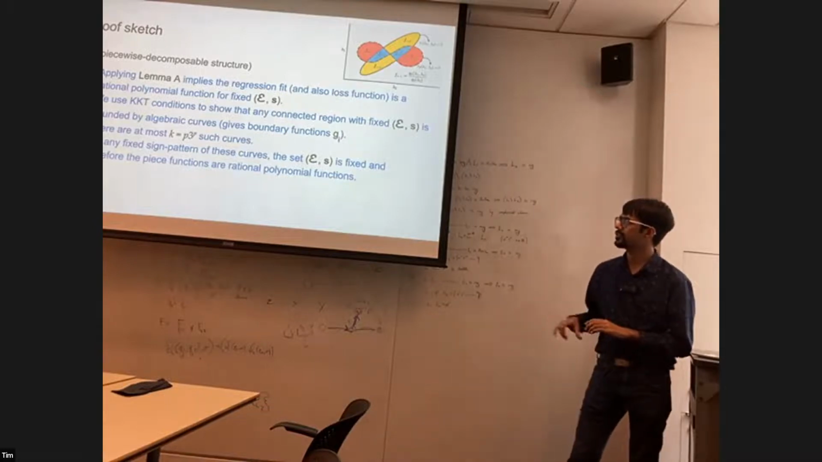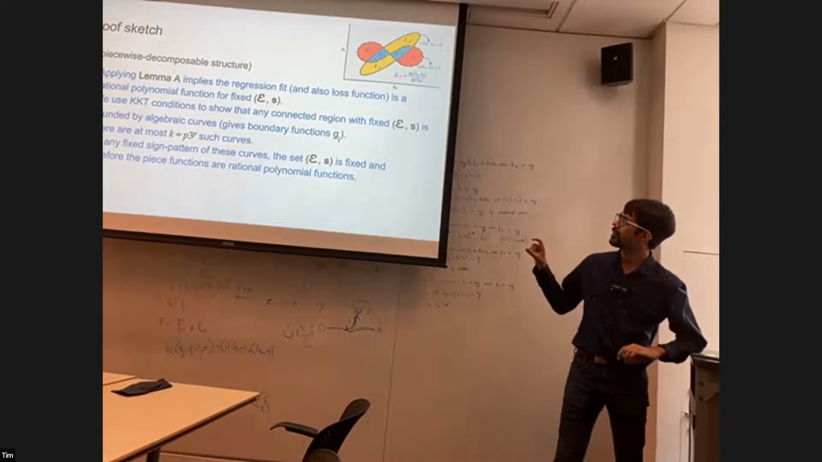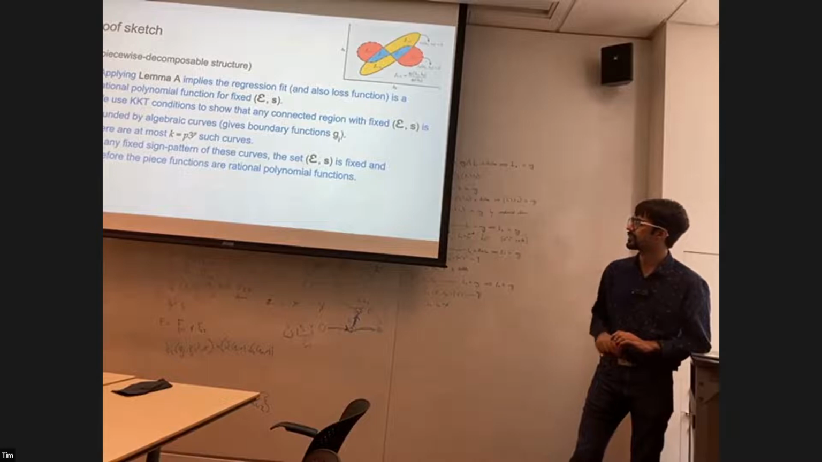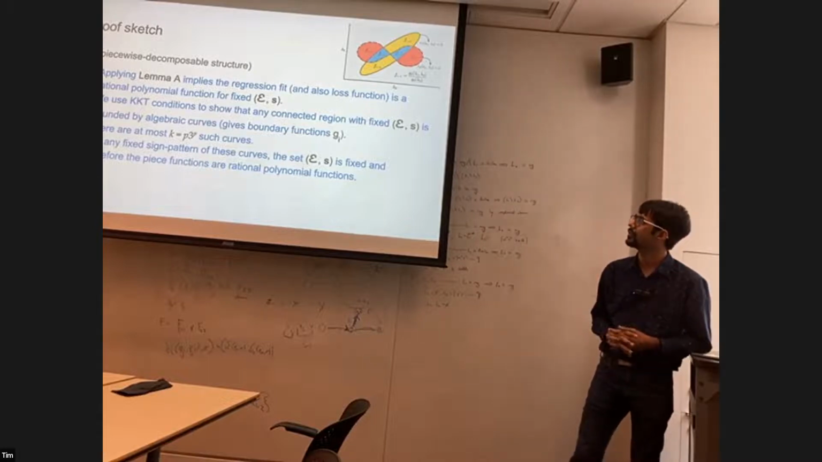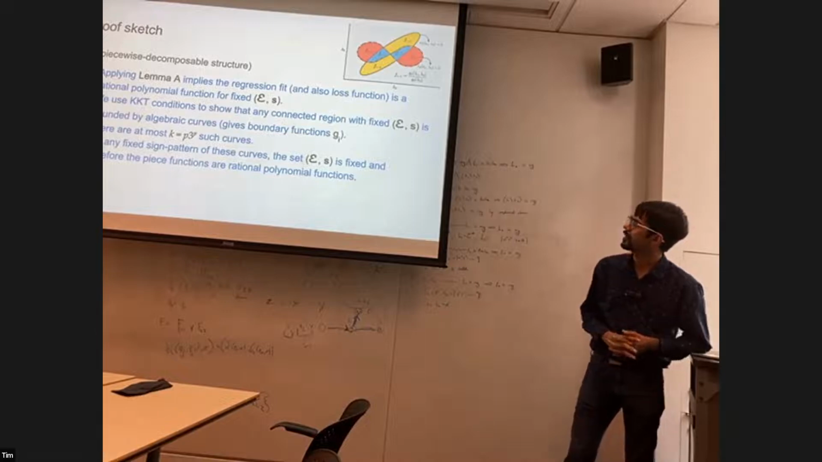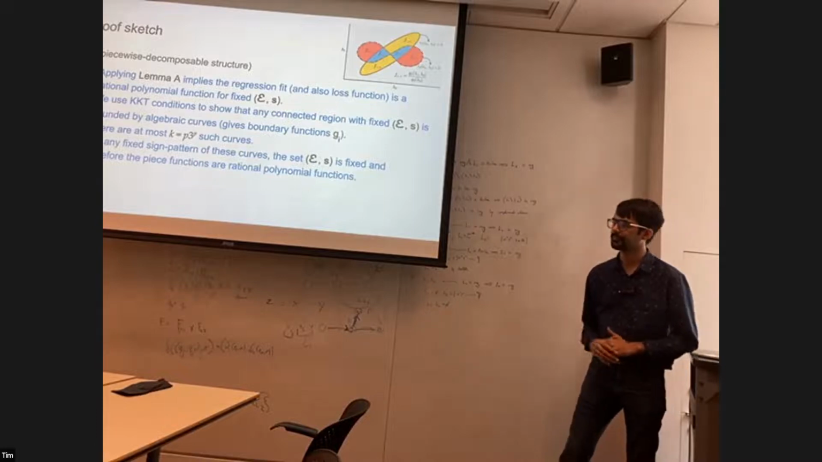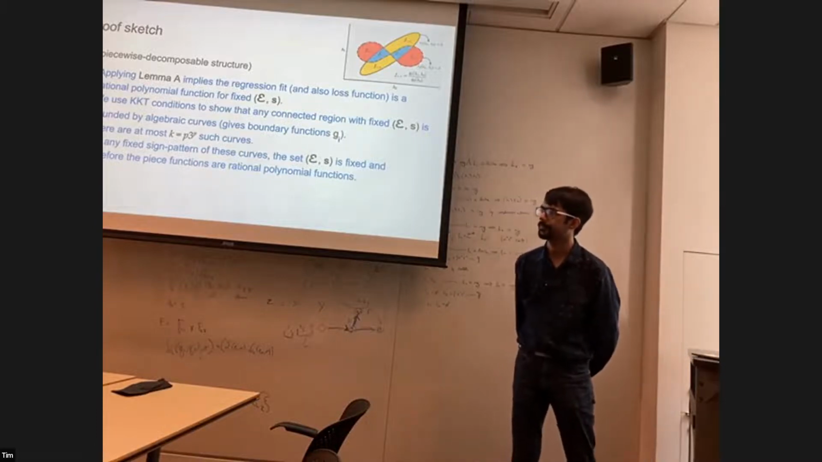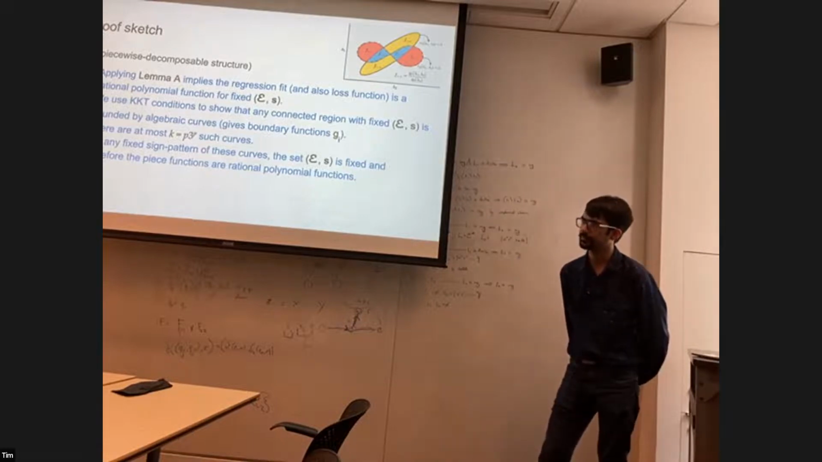So for any fixed sign pattern of these curves, we show that the set E and S is fixed. E is the set of, again, the positive non-zero values in the solution, and therefore these piecewise functions are rational polynomial functions. So intuitively we're saying each piece is defined by the set that is non-zero, yeah.